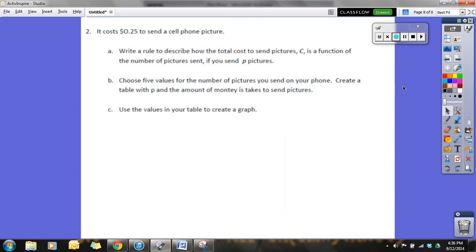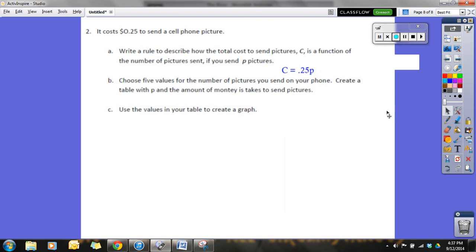Problem number 2. It costs 25 cents to send a cell phone picture. This problem was obviously written back in the day when people did not have unlimited messaging. Okay? So we have to write a rule to figure out how much it's going to cost if I send P pictures. Okay, again, it's going to be the number of pictures times 25 cents because that's how much it cost. So C, the cost, is equal to 25 cents times P, the number of pictures that we send.